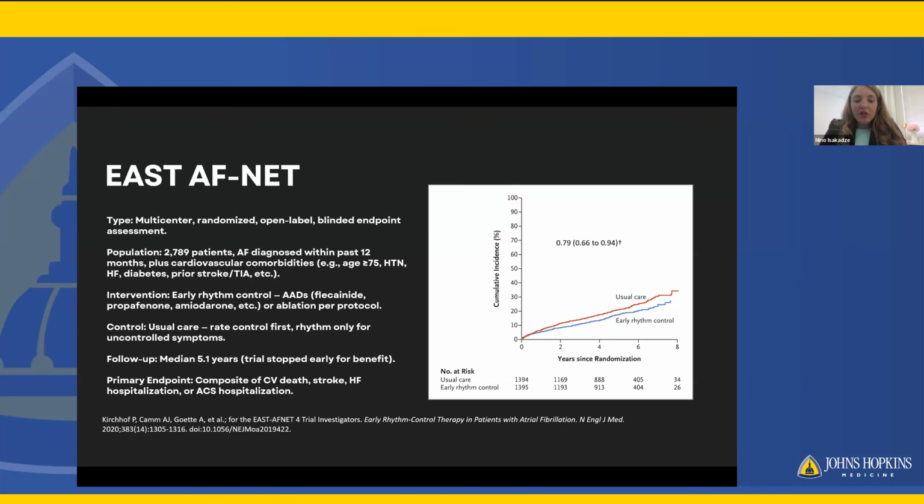After 5 years, the trial was actually stopped because restoring normal rhythm with either medications or ablation reduced the outcome of death from heart issues, stroke, weak heart muscle, admissions to the hospital from weak heart muscle, or heart attack. So this was a big study showing that restoring normal rhythm is important.